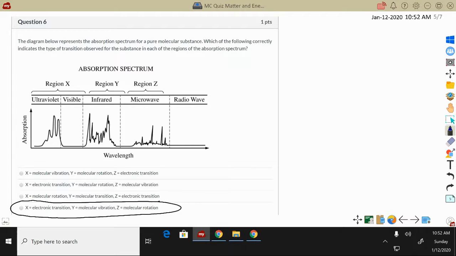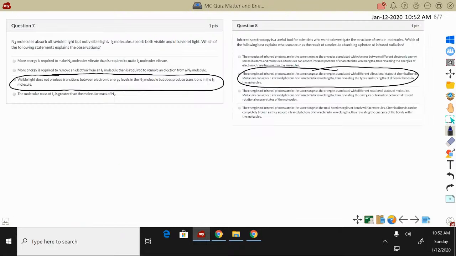This is a pretty recent question. Same thing with 7 and 8. It's the same stuff, just in a different way. Nitrogen molecules absorb ultraviolet light, but not visible, both of which would be associated with electrons transitioning up and down the energy levels. So for nitrogen, ultraviolet light will cause electron transitions, but not visible.